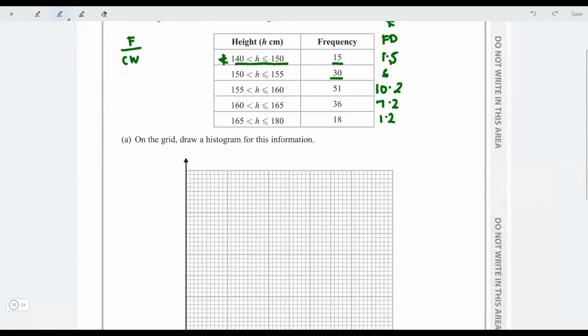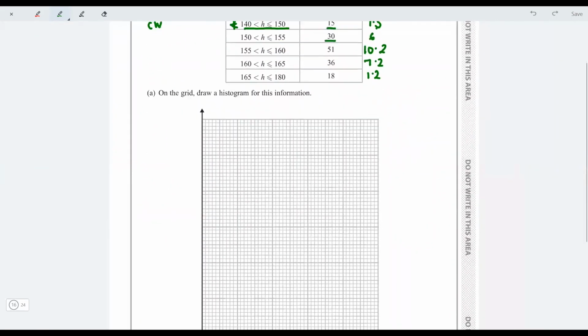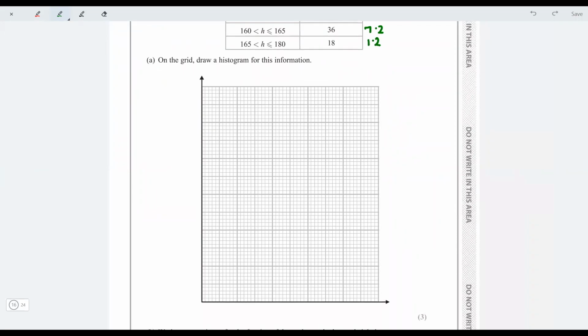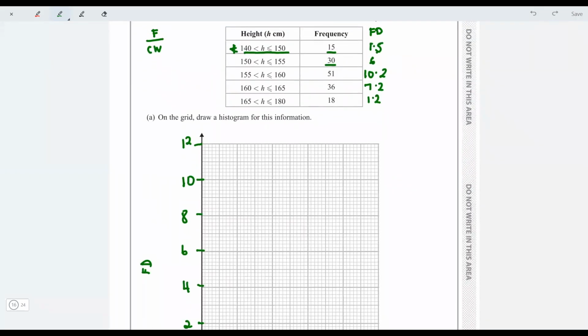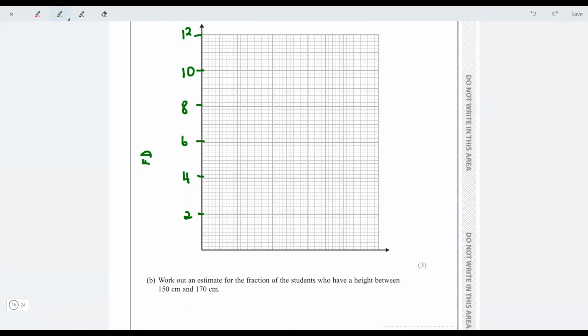So my frequency density needs to go up to more than 10, doesn't it? So I'm just going to do 2, 4, 6, 8, 10, and 12. I'm going to label this side as FD. And then the bottom needs to go from 140 to 180. So there's no way I'm going to start at 0, 10, 20, 30, 40, or start at 100.